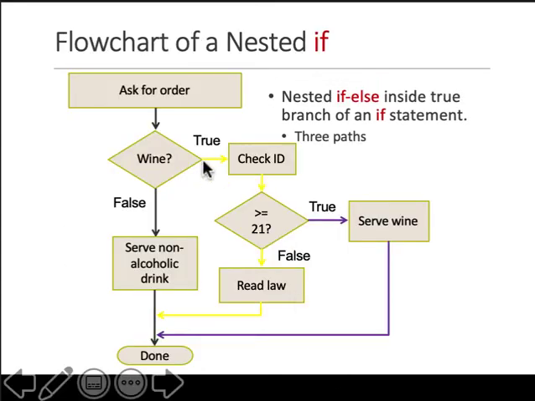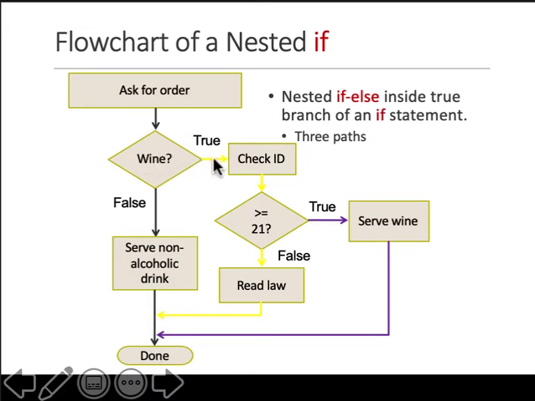The flowchart looks something like this. First ask for the order. Did the customer order wine? If it's true, go this way. Else, come this way: serve a non-alcoholic drink and you're done.